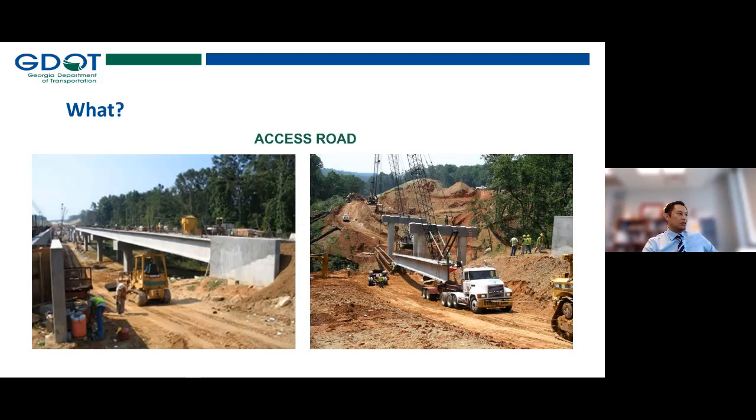Access roads: the one on the left is one example of an access road. The one on the right, I believe it was in D6, getting your beams down to the bent area where you can install them. And if you get these presentations, you can zoom in, and this is what we call a beam launcher in the background.